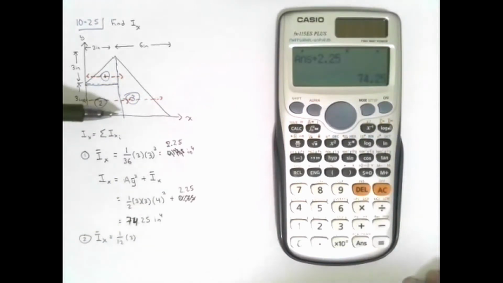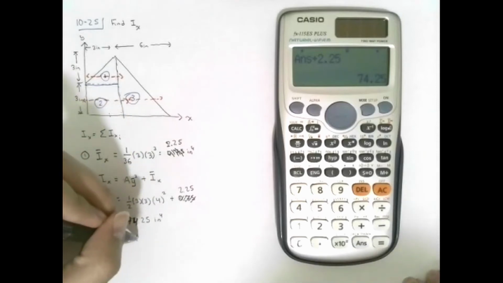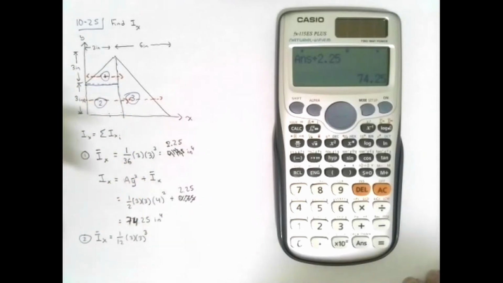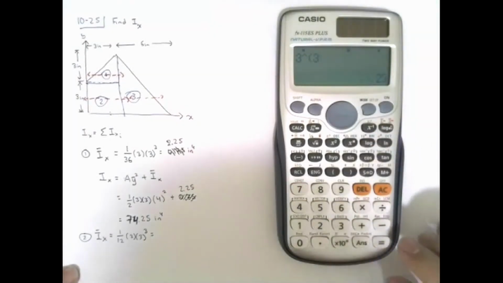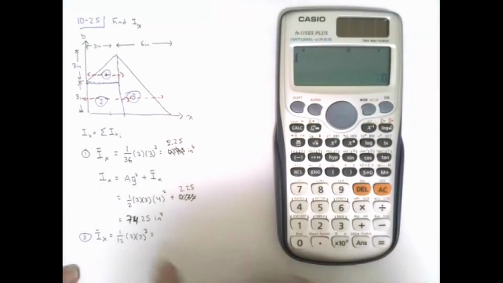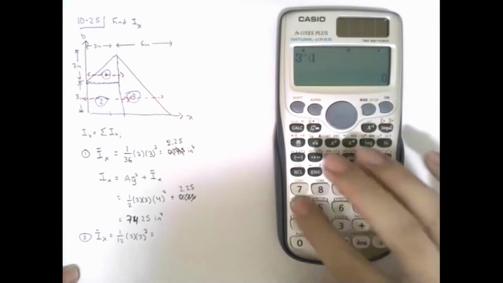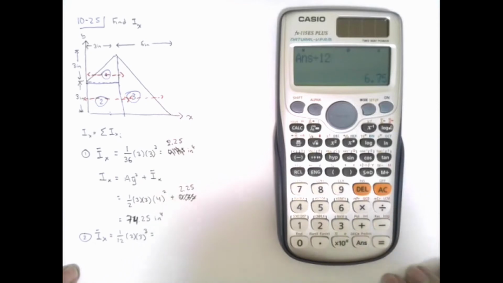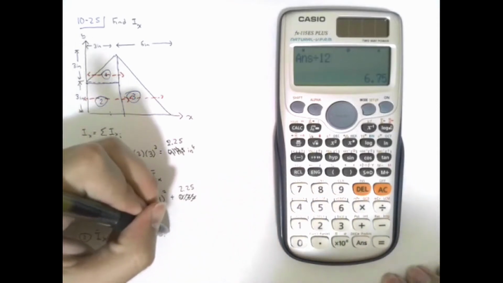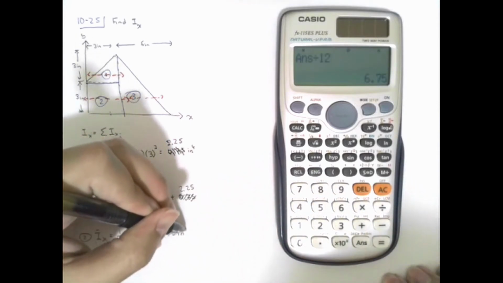So for the rectangle, we get that the moment of inertia about the centroidal axis is 1/12 base, which is 3, times height cubed, and the height is 3. So we get 3 to the power of 3. Oops, 3 to the power of 4, which is 81. And then divided by 12 gives us 6.75 inches to the power of 4.